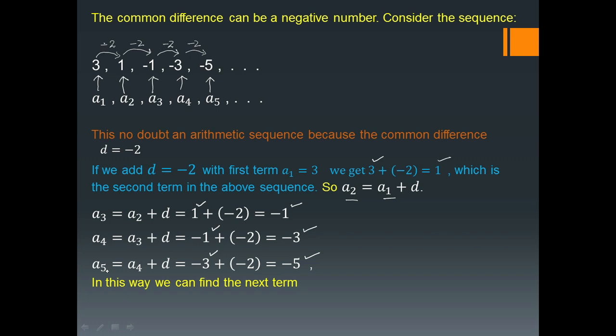In this way, we find the next term. What is that? That will be the sixth term. So A6 will be equal to A5 plus d. What is A5? We have found -5. So -5, and what is d? d is -2. So what will be the answer? -7. -7 is the next term, which is the sixth term.